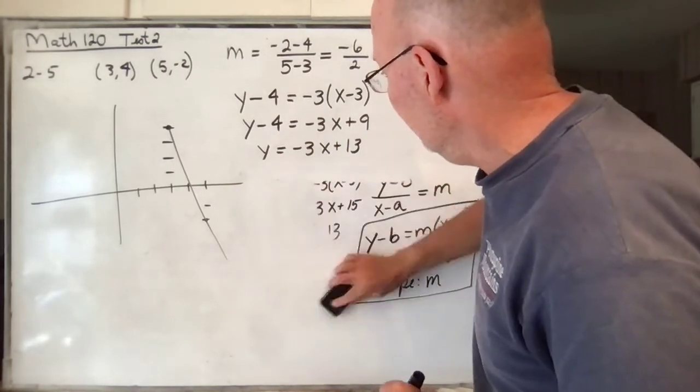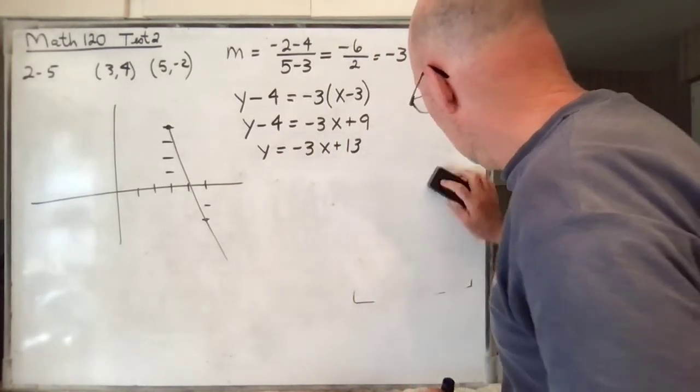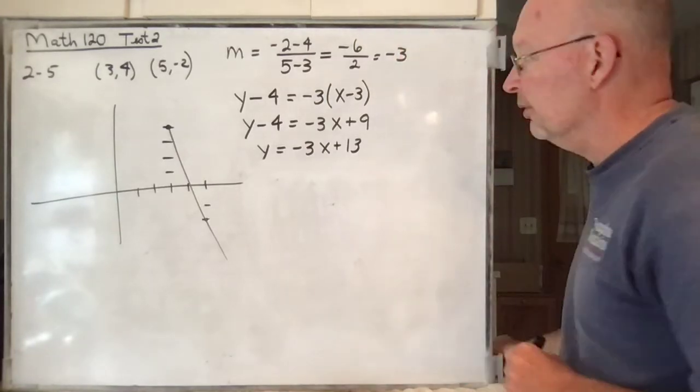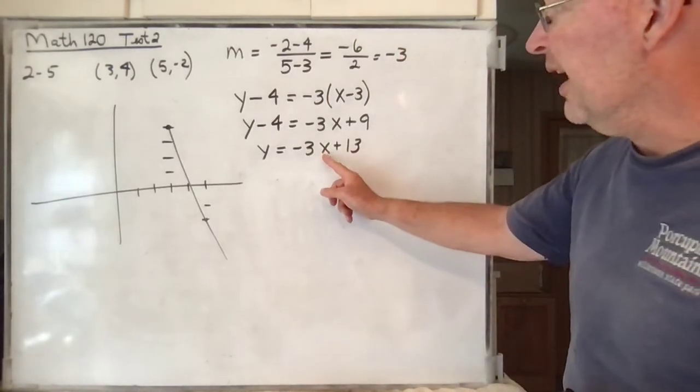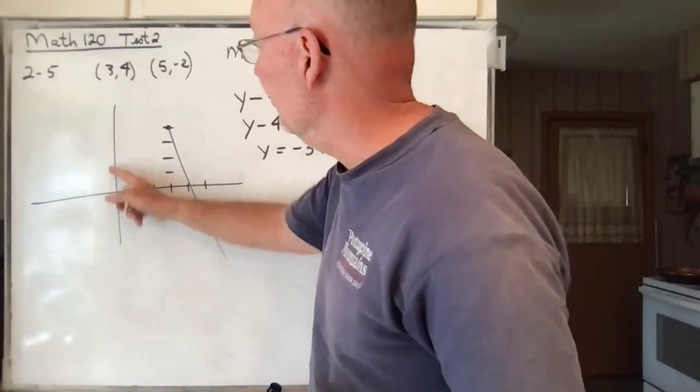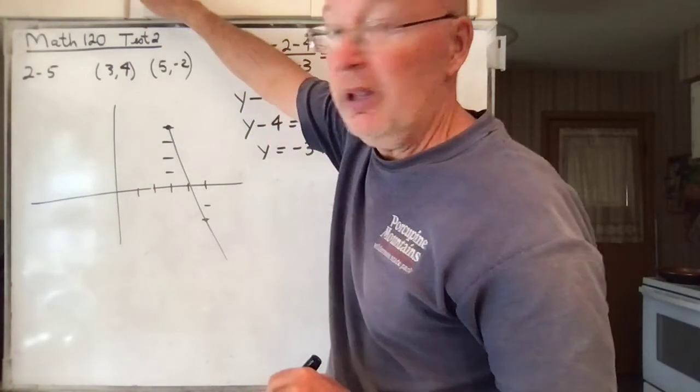Okay, I'll erase all this just to give myself a little more room. Now we want to know the y-intercept. Well, the y-intercept is what you get when x is equal to 0. So if x is equal to 0, you're going to be way up here someplace.